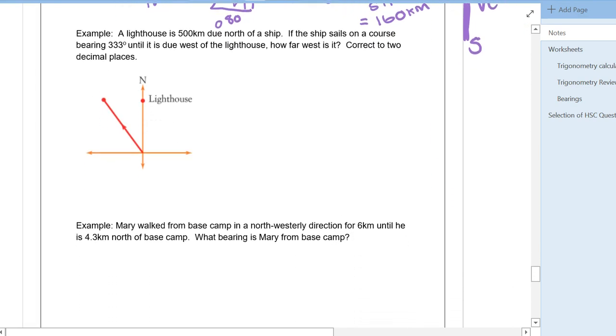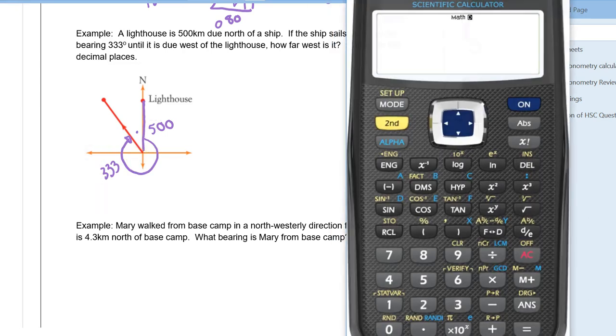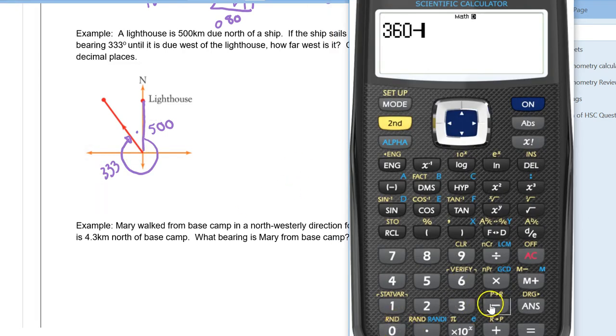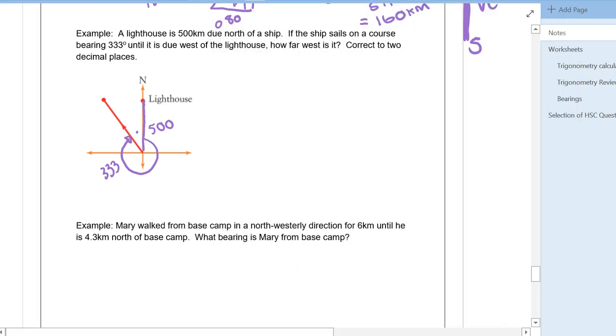A lighthouse is 500 kilometres due north of a ship. So there's that bit there, 500. If a ship sails on a course of a bearing of 333, all the way around here is 333. I'm more interested in this little angle in here, so I'm going to do 360 minus 333 because 360 is the whole circle. And I get that this little angle in here is 27.